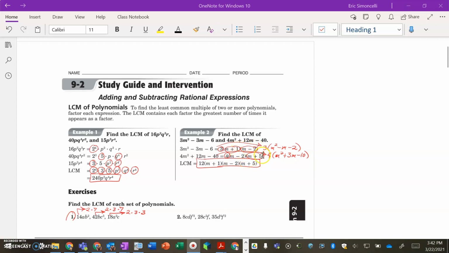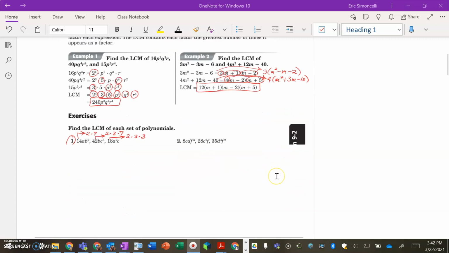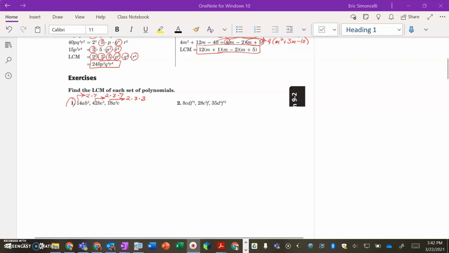None of the terms that we have in our final answer have a power other than 1. So you just count those in the final answer simply just once. If we happen to have m minus 2 to the second, for example, you'd have to count that in the answer. Okay, moving on. Find the LCM of each set of polynomials.